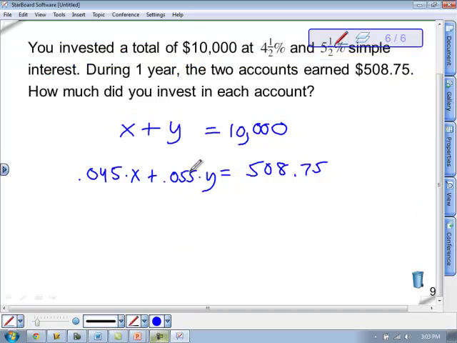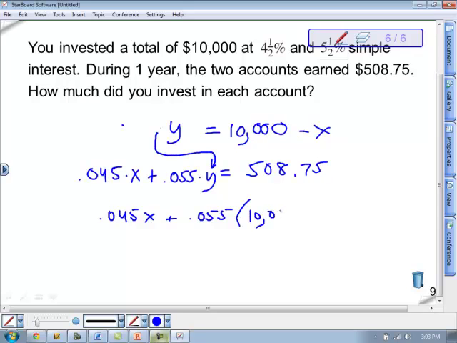Okay, to solve these for x and y, there's different ways to do it. We could graph it. I think the easiest way for me probably would be substitution. So I'm going to subtract x from both sides of this equation and substitute y in for y here. So you get 0.045x plus 0.055 times what y is, which is 10,000 minus x, and that equals 508.75.